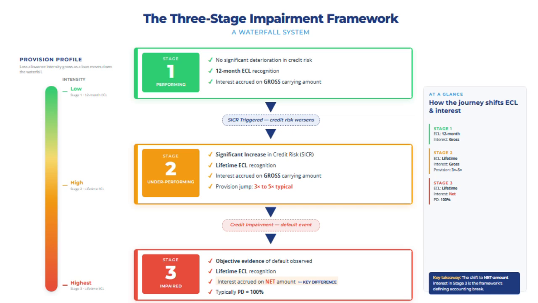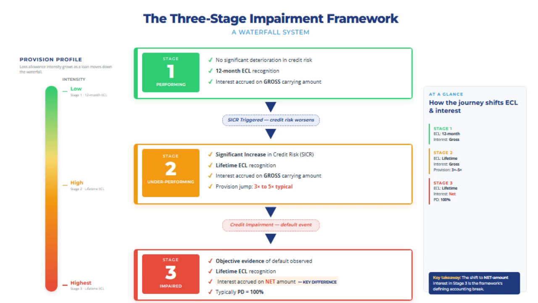The trigger is the credit impairment or the default event. When objective evidence of default appears, you move to stage 3. So, stage 3 becomes the impaired ones. Here, the borrower has defaulted, and you recognize the lifetime ECL. Now, the interest accrues on the net carrying amount, after the loss allowance. Probability of default here is typically 100%, and this is the crisis zone.